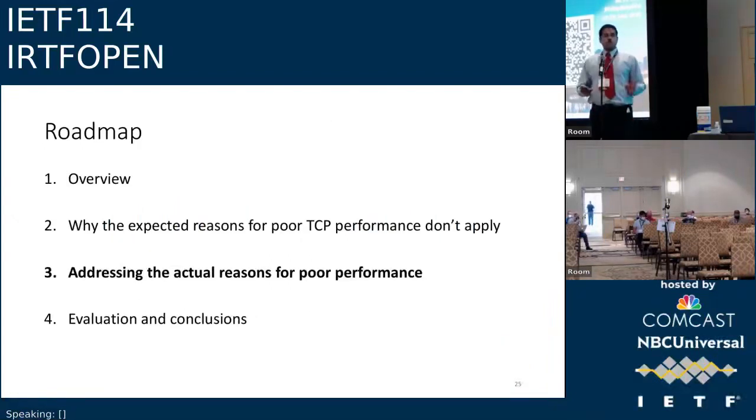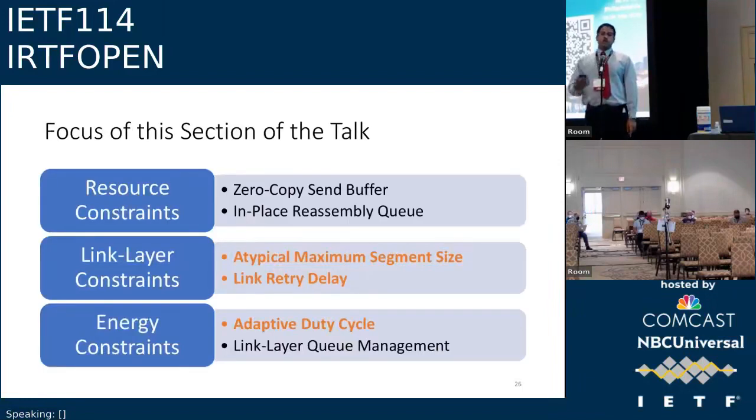So now I've talked about why the expected reasons don't apply. In the next part of the talk, I'm going to tell you about the actual reasons for poor performance. And going back to our slide with our techniques on it, I'll be telling you about these three techniques. Now, there are a couple I didn't get to, the zero copy send buffer and the link layer queue management, and that's because I don't have the time in this talk to talk about it. But if you want to chat about it afterwards, I'll be around, or you can look in the paper to find some details about those.